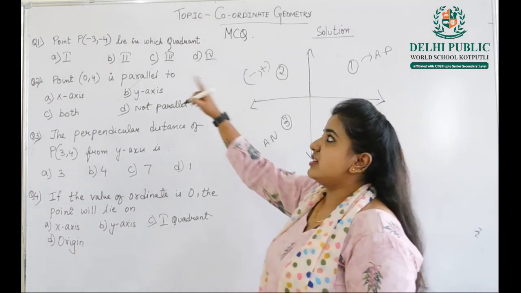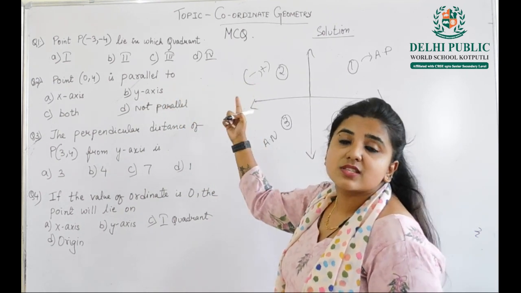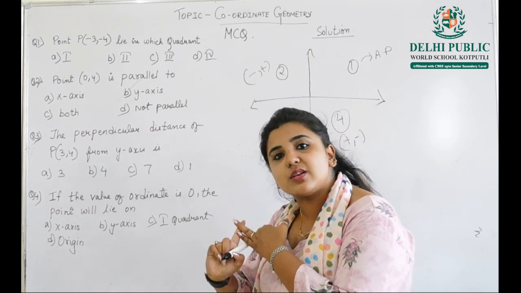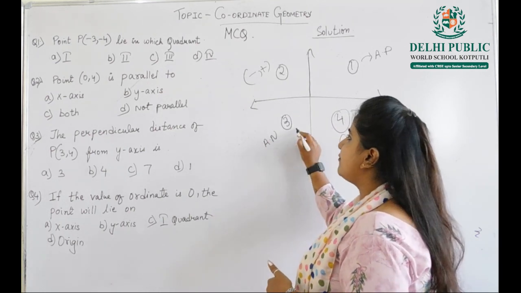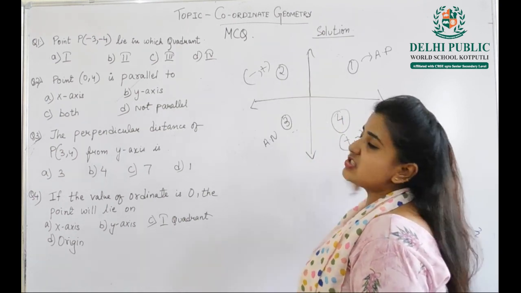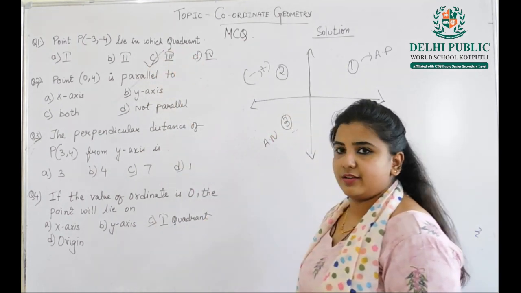So here in the first question it is showing -3, -4. Both the values are negative. The x-axis coordinate is negative, the y-axis coordinate is also negative. So this is an all negative part, so it comes in the third quadrant. By looking at this chart itself, you can say that the answer would be C, which is the third quadrant.